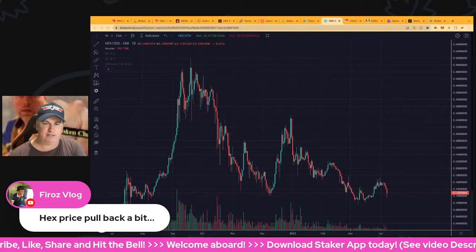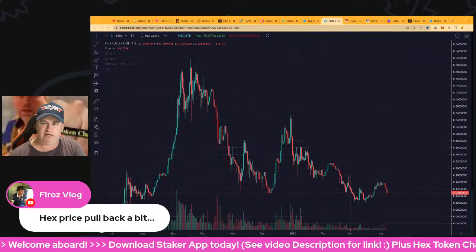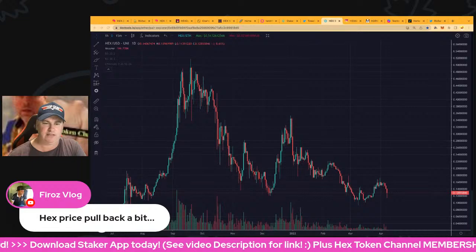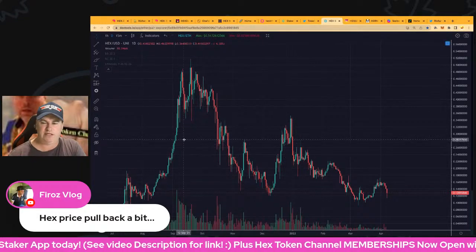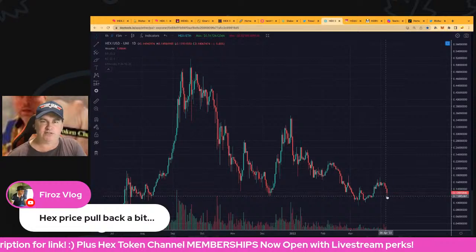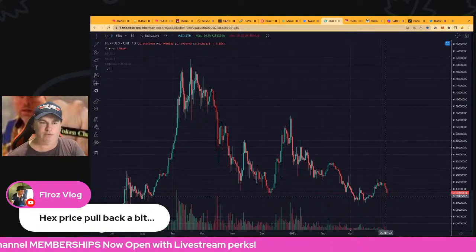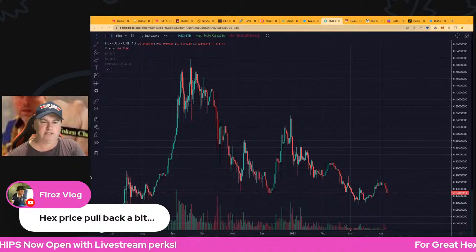Hex price pulled back a bit. Yeah, pulled back a little bit there. Still sitting just under 13 cents, and we'll see what happens. The thing with Hex, once we've got this quiet period, and as Randy Alaski says, don't get fudded out, because we can see Hex can turn on a dime once the right conditions are in place.